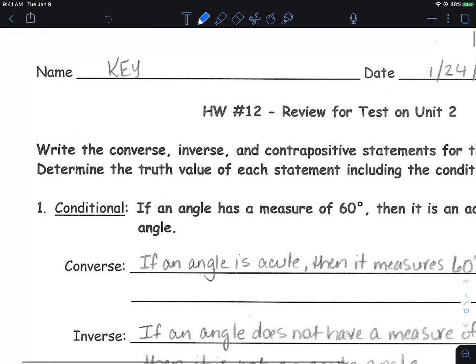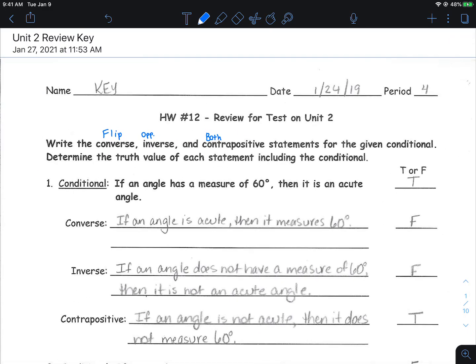Okay, one thing here is the converse. You want to make sure you flip the order or reverse the order. The inverse, you want to do the opposite meanings of both the hypothesis and conclusion. And then contrapositive, you want to do both of these things. Okay. And then we'll also determine the truth value of these here.